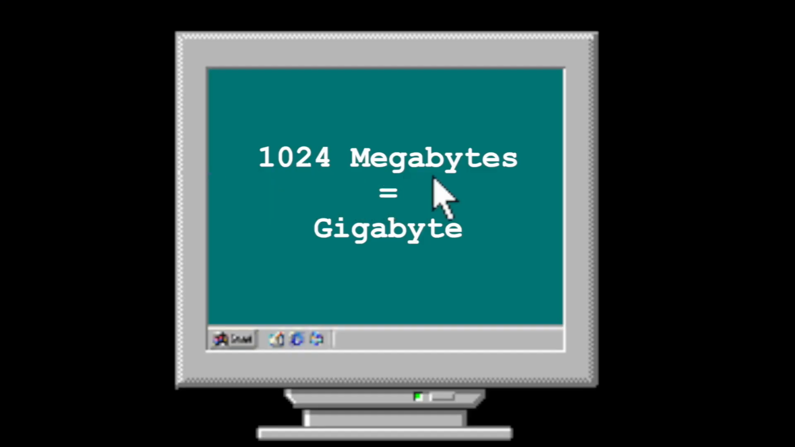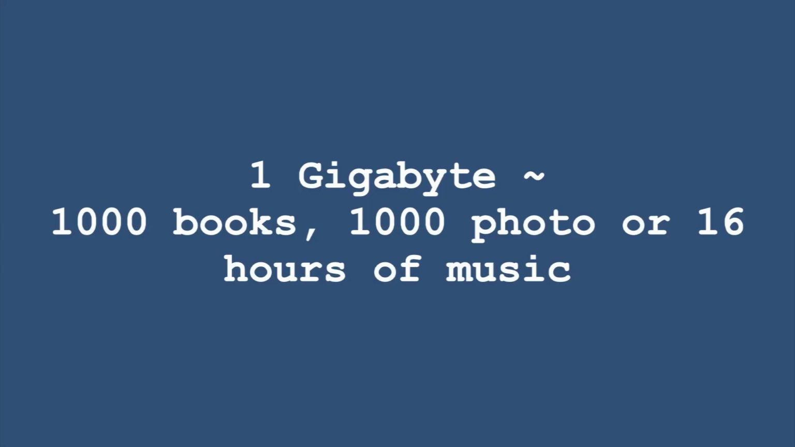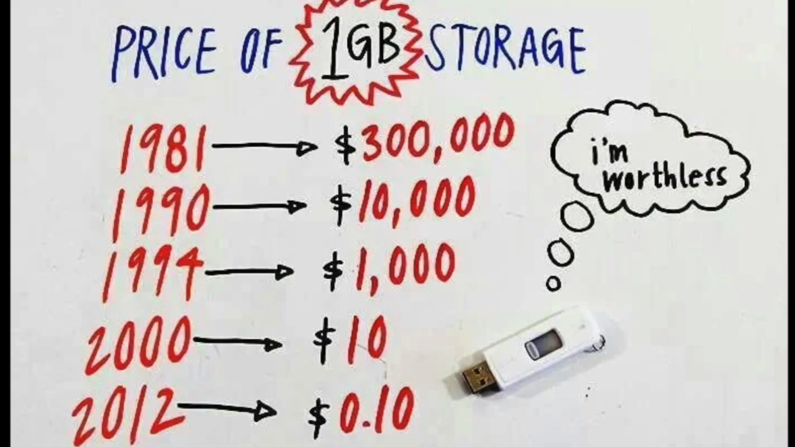1,000 megabytes is called a gigabyte, abbreviated as GB. 1 gigabyte is enough space to hold about 1,000 books, or 1,000 photos, or 16 hours of music. By the mid-1990s, a 1 gigabyte hard drive could be purchased for a couple of hundred dollars. Nowadays, 1 gigabyte is considered very little storage.